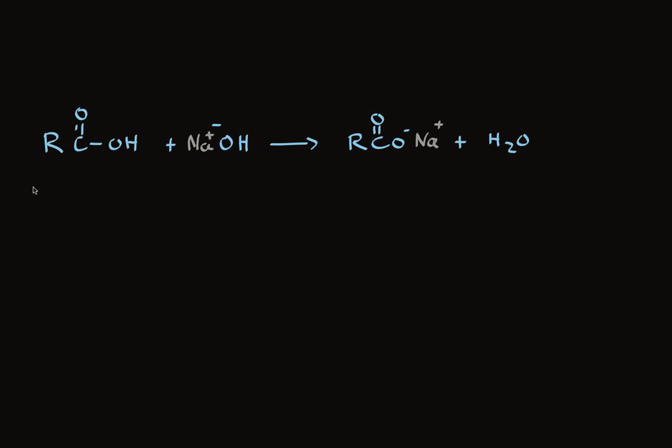Carboxylic acids have typical pKa values of 4 to 5, and the pKa of water is about 15. Smaller values mean stronger acids, and stronger acids push toward weaker acids, so this equilibrium is shifted way to the right. So with typical bases, carboxylic acids are fully deprotonated.